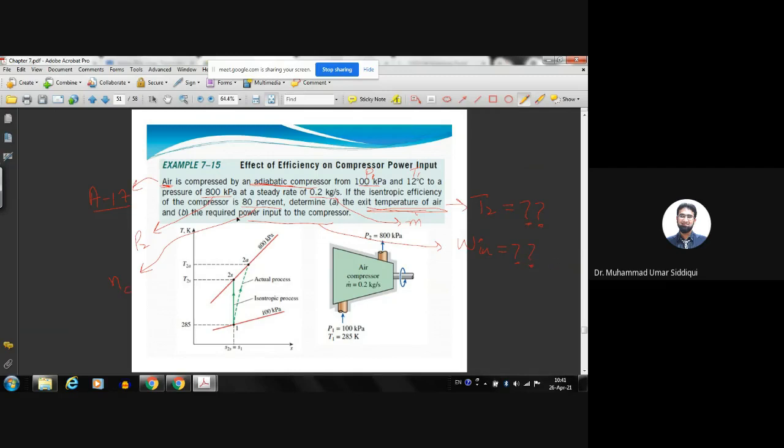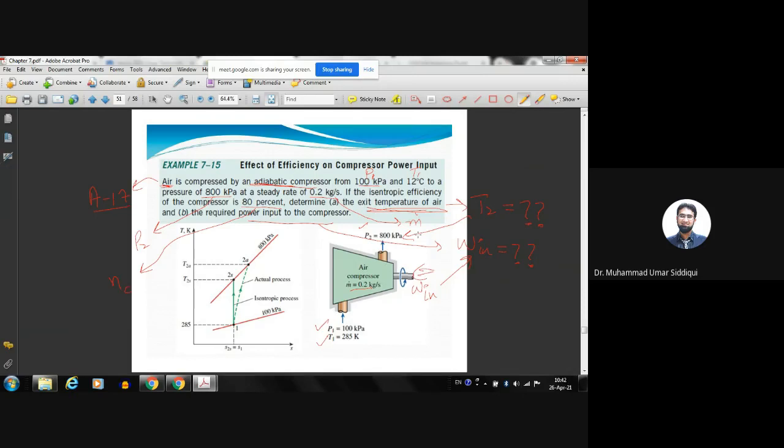So we have a situation here where we have air going through the compressor. These are the input values, T1, P1. Output we have P2. The work input is something that we need to determine. How much is the work input? Mass flow rate is given, and we also need to determine T2.